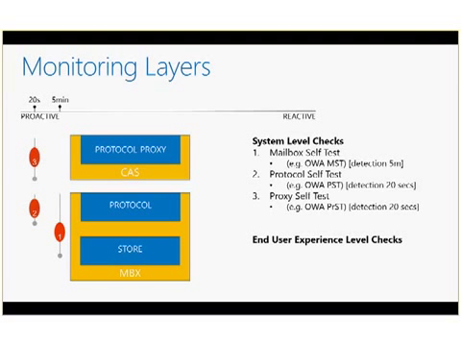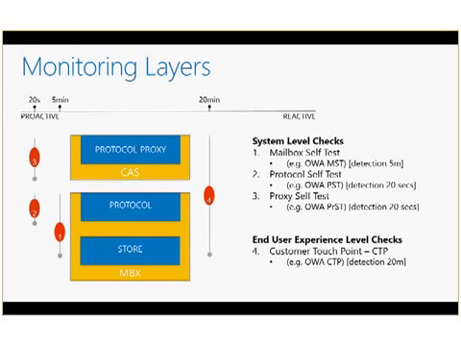The next is the protocol proxy that tells us whether or not CAS is actually able to proxy the communication to the mailbox. And then the last one is this customer touch point where we actually do the end-to-end. So that was that animation I showed you previously where we're actually testing the whole entire process end-to-end. So with OWA, for example, you can see that our goal is to detect if there's a problem within the protocol or protocol proxy within 20 seconds and to take action on that issue.